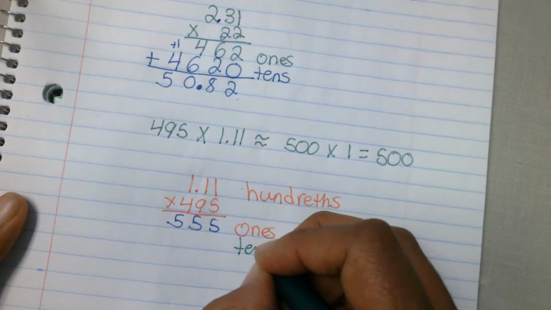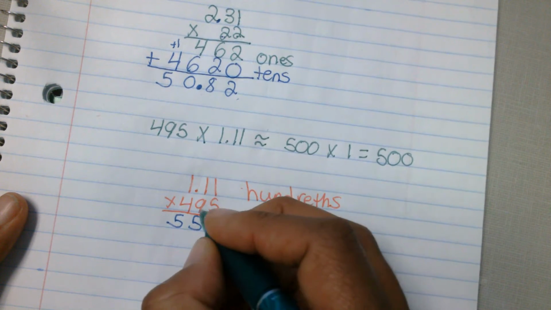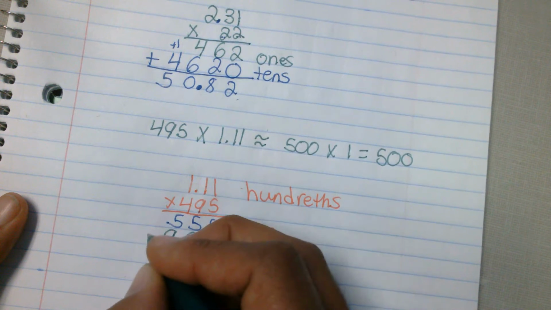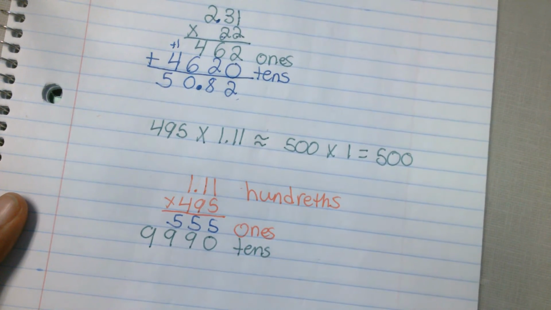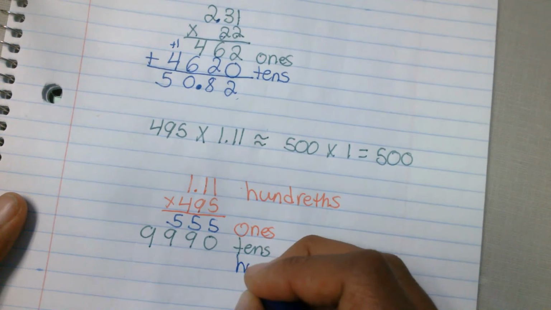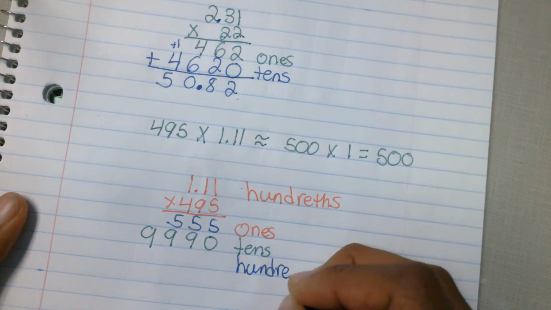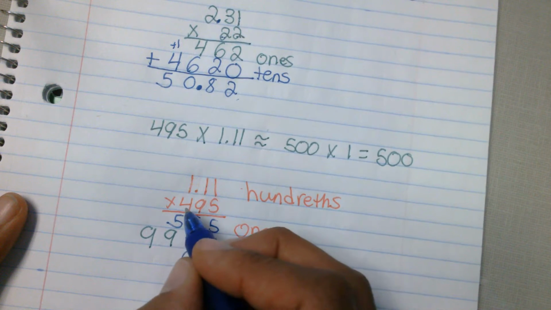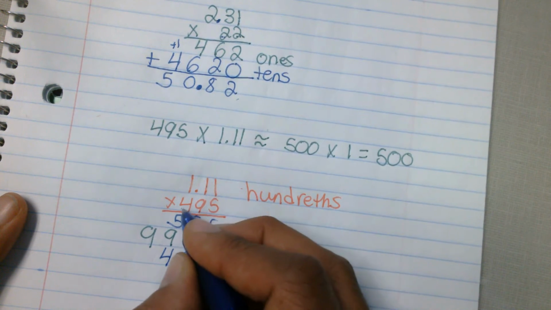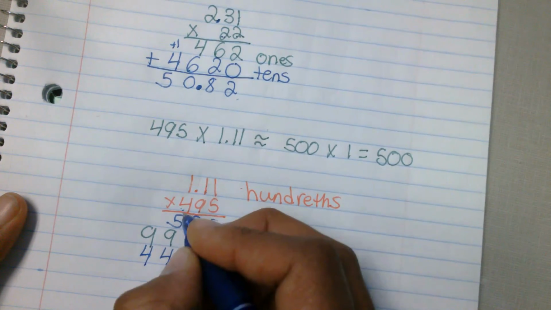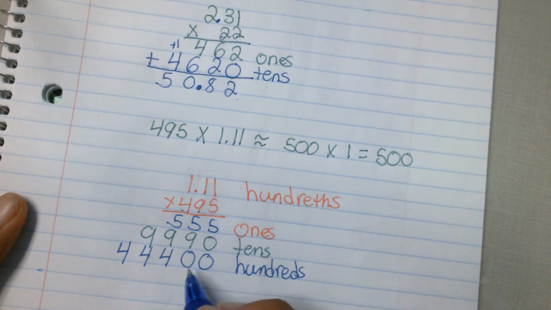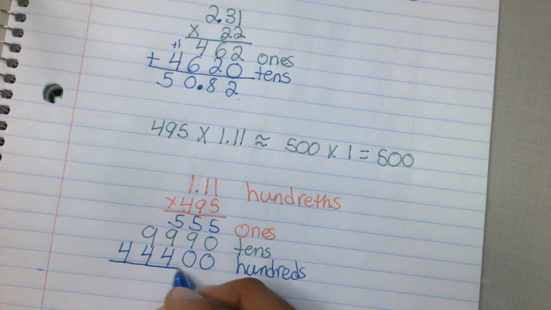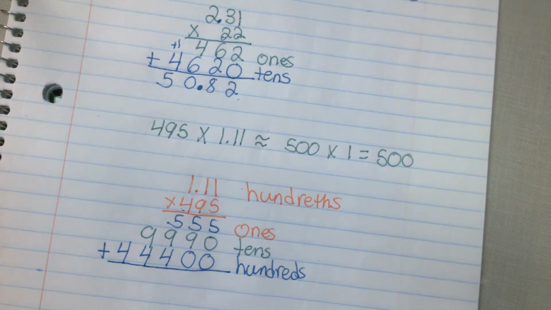Now I need to do my tens place. Put my 0 to represent it. 9 times 1 is 9, 9 times 1 is 9, 9 times 1 is 9. And then I'm going to do my hundreds place. Remember, hundreds, not hundredths. So 2 zeros start in my hundreds. 4 times 1 is 4, 4 times 1 is 4, 4 times 1 is 4. Now I have 3 partial products. Add these all up now.